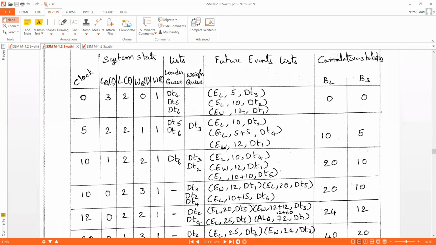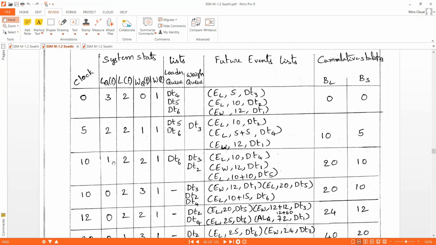Okay, so we are doing it one by one. First I will consider simulation the loader. The truck DT2 will complete its loading. So that truck 2 will be moved from the loader to the weighing queue. Okay, so weighing queue will be updated to 2. Now there will be one place free here at the loader.